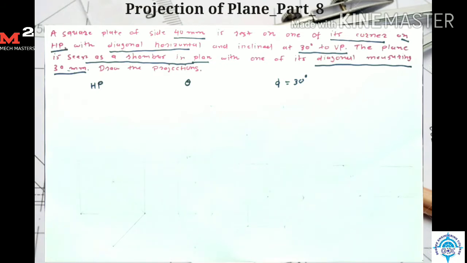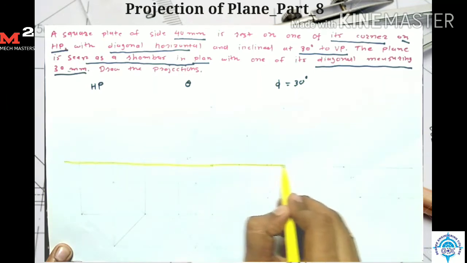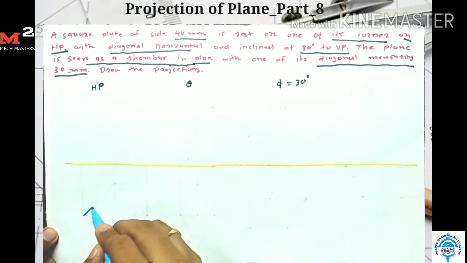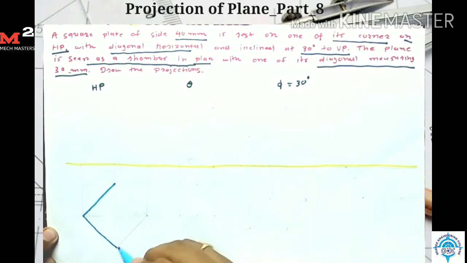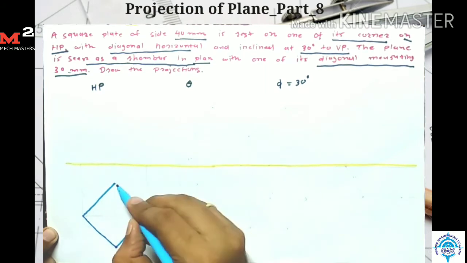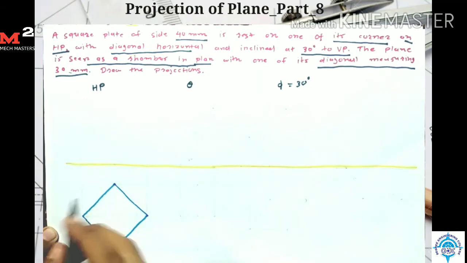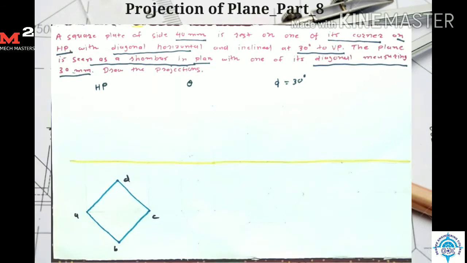Okay, so first I draw the reference line here. Okay, so I draw the square plate on horizontal plane and resting on corner. Okay, so I draw the corner on left hand side. Okay, I give the name A, B, C, D. Okay, so in this way I complete the top view for the first stage.